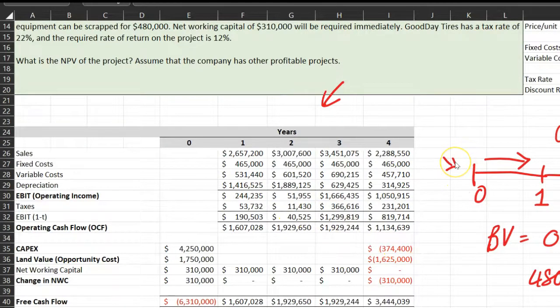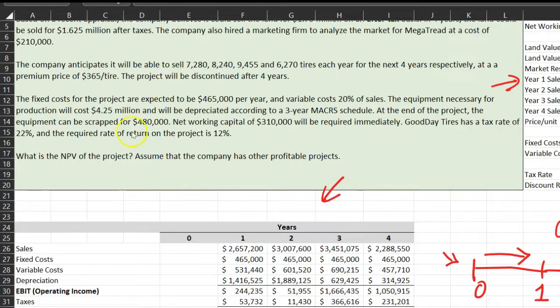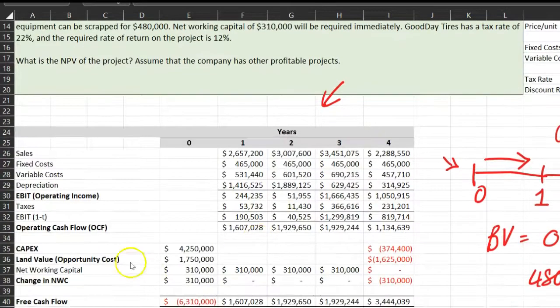Finally, the question talks about net working capital. It says that net working capital of $310,000 will be required immediately. So this means that at time period 0, we're going to have to spend $310,000. It seems like you will always, whether it's year 0, year 1, year 2, year 3, have $310,000 tied up in net working capital. So net working capital, at least in this question, doesn't seem to be going up or down in subsequent years.